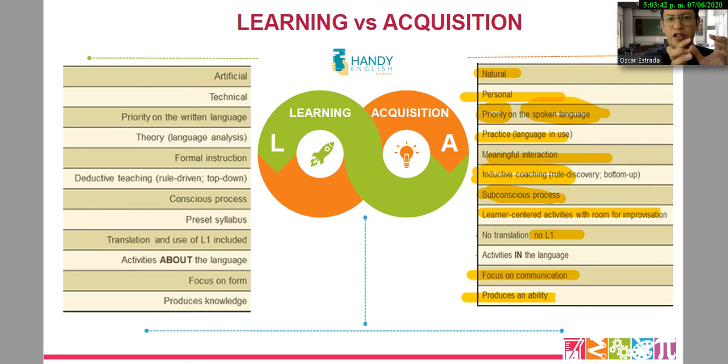This is acquisition. But then let's take a look at the part of learning. Learning means artificial, meaning it is not natural because we know that we are doing it. We are conscious of the process of learning the language.